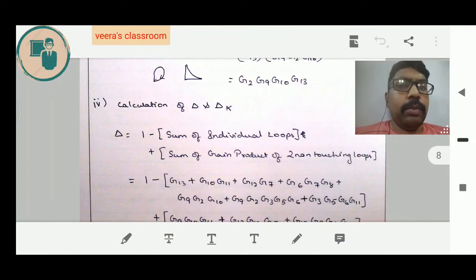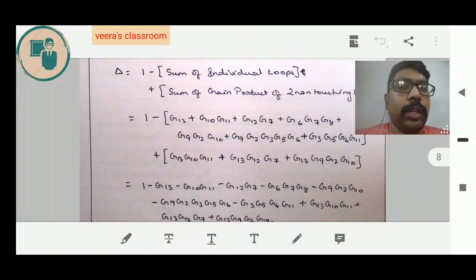Del is equal to 1 minus the sum of individual loop gains plus the sum of gain products of 2 non-touching loops. We will substitute all those values. So the answer for del is 1 minus G13 plus G10 G11 plus G12 G7 plus G6 G7 G8 plus G9 G2 G10 plus G9 G2 G3 G5 G6 plus G3 G5 G6 G11 plus G13 G10 G11 plus G13 G12 G7 plus G13 G9 G2 G10. So this is the value of del.